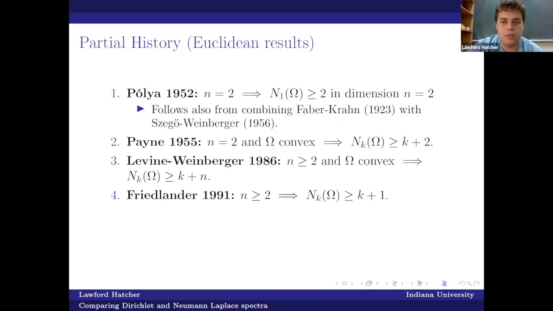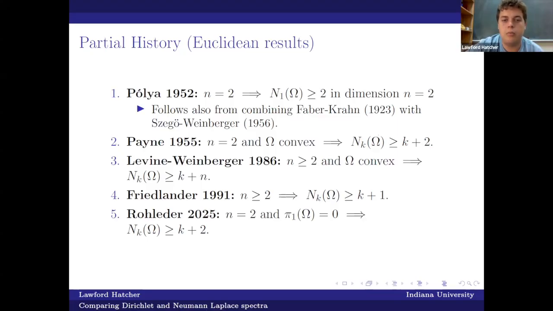Right, and so this inequality is a little weaker than Levine and Weinberger, but we took away the convexity assumption. So it's kind of assumed that k plus 2 should at least be true in higher dimensions. But to my knowledge, that's still not been done. But the preprint that I'm about to talk about appeared a couple years ago, but it was finalized and published this year by Jonathan Rohleder: in 2 dimensions, as long as you're working on a simply connected planar domain, n_k of Ω is at least k plus 2. So this is an upgrade of Friedlander's theorem as long as you're working on simply connected domains.